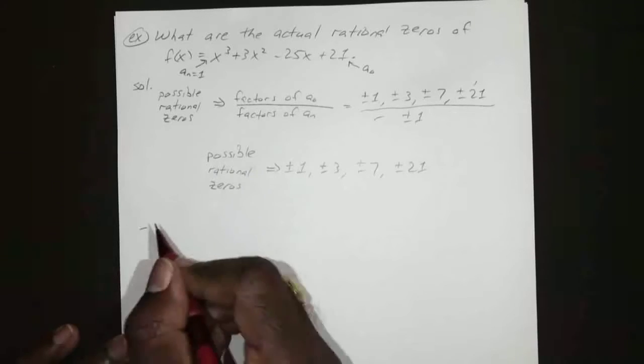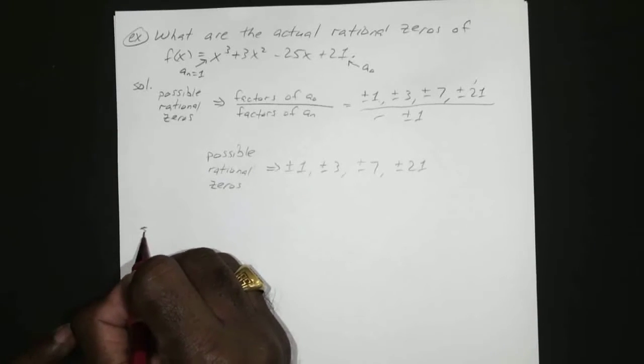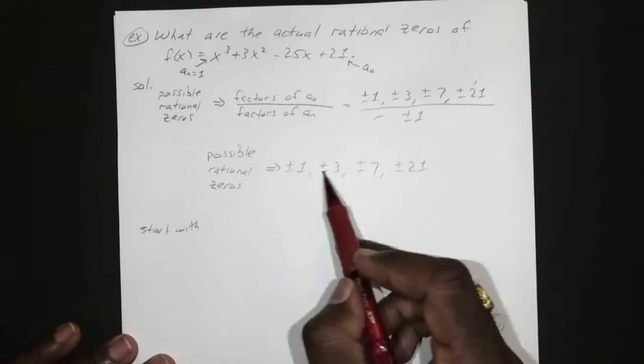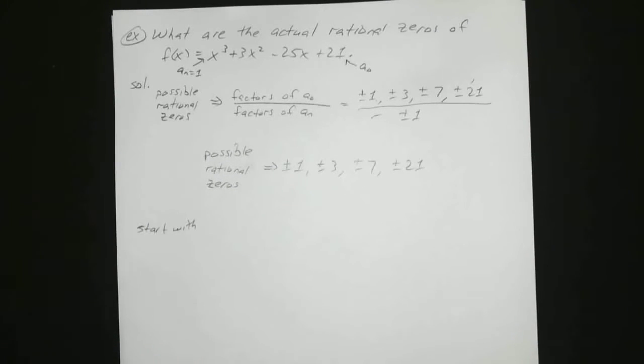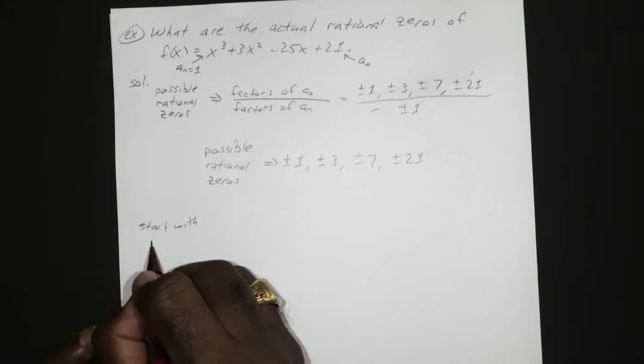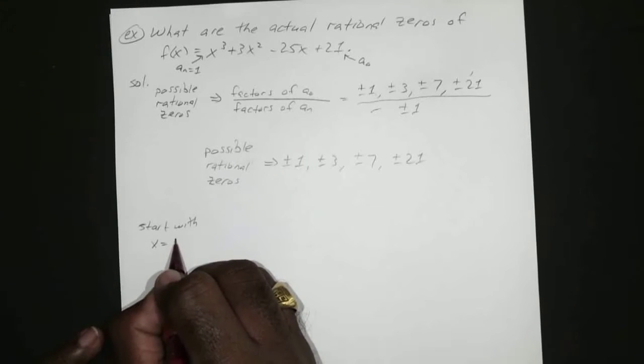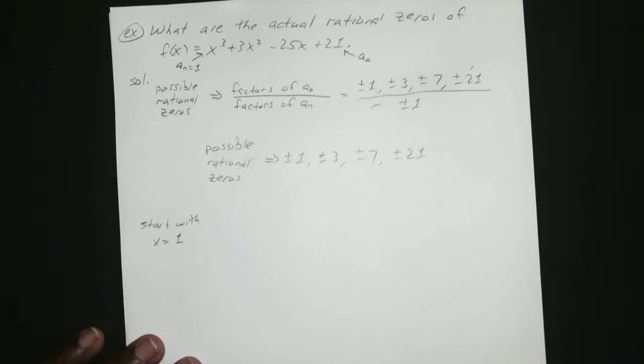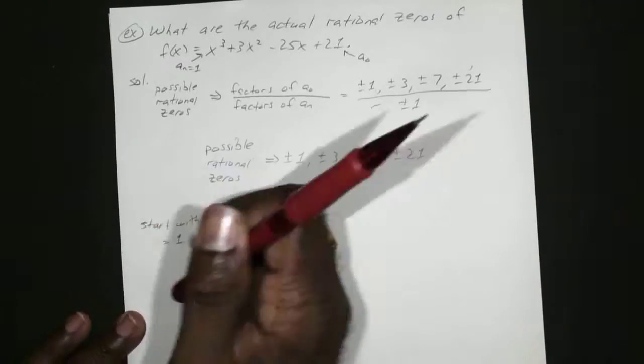All right, so we'll start with, and you can pick any one of those. You don't have to start with positive, negative 1. If you want to start with 7, you could. It wouldn't matter. So we'll start with k equals 1. Why do I keep doing that?